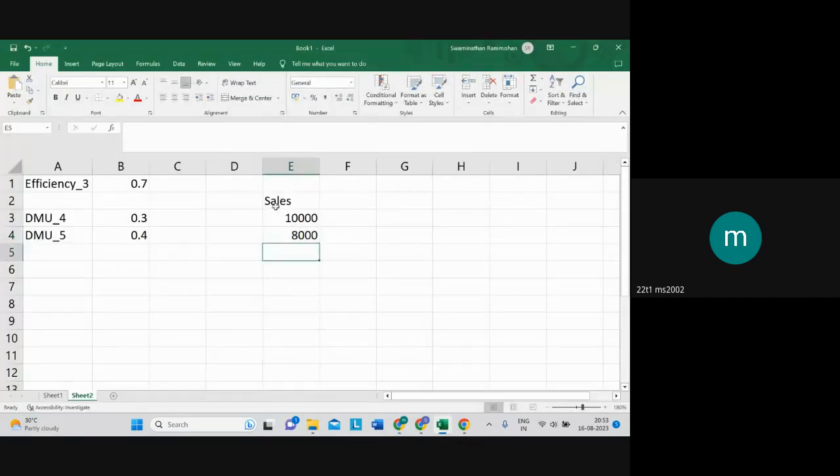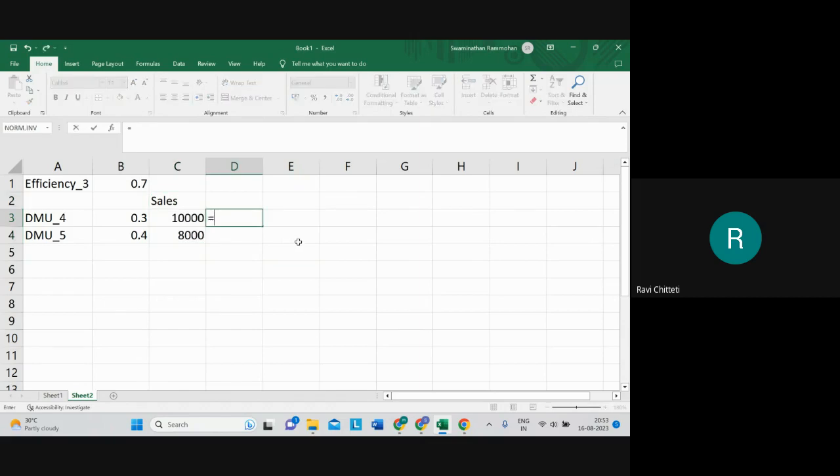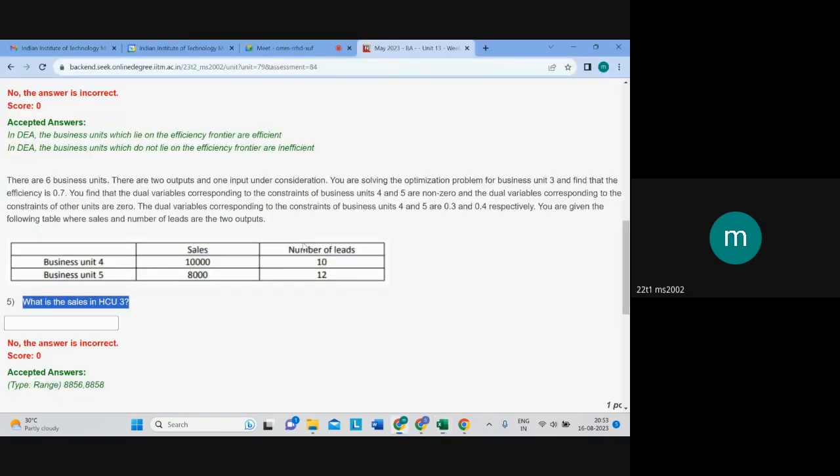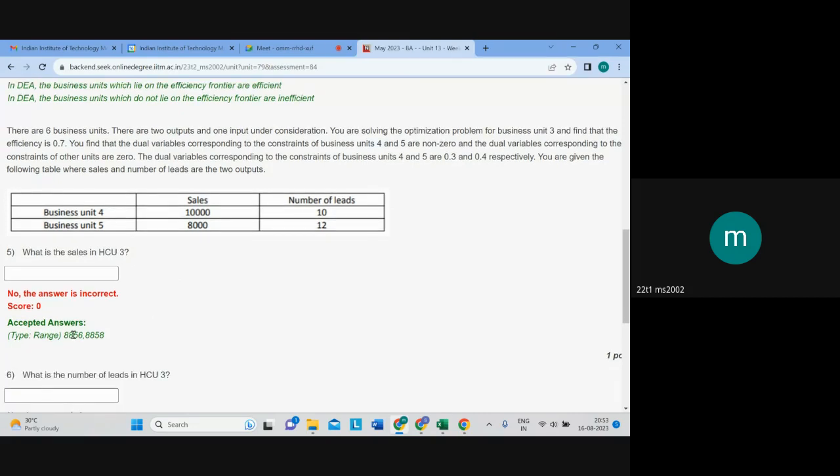Right? So if you want to find the HCU, how do you do it? 0.3 into 10,000 plus 0.4 into 8,000. Okay, so let's check if it's working out. So your answer should be 6,200, right? But look at this answer. Your answer is not 6,200, it is something different. Why is it so?